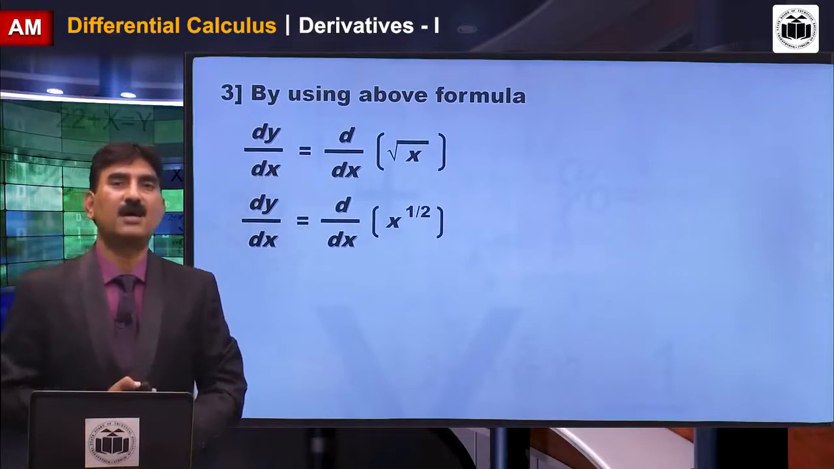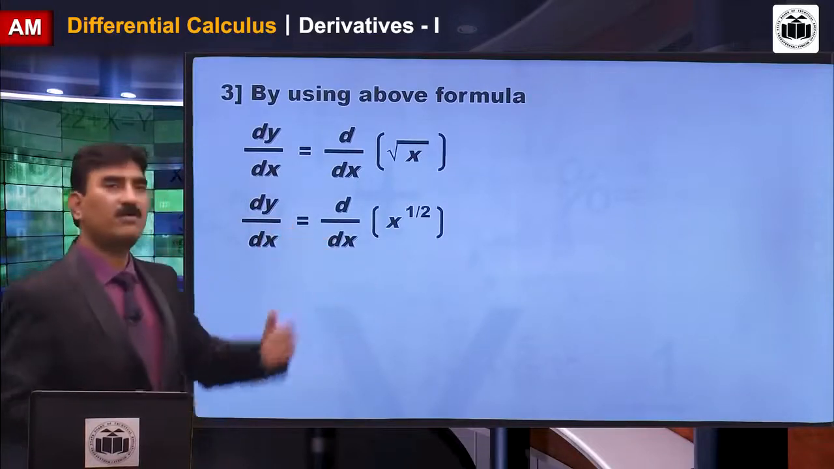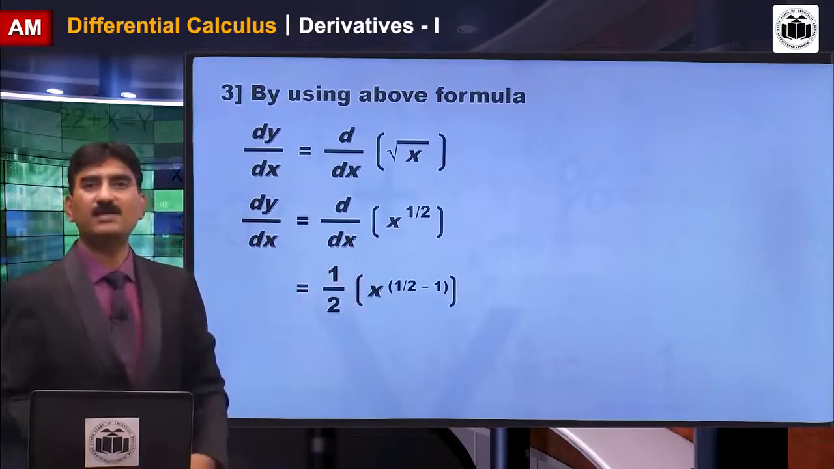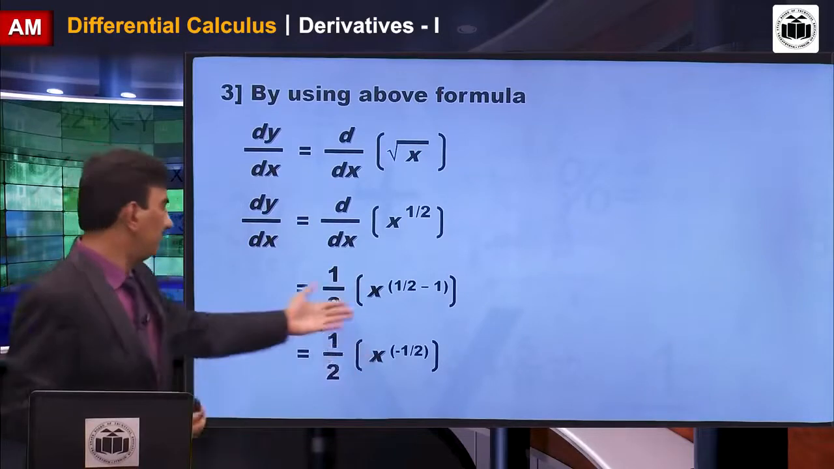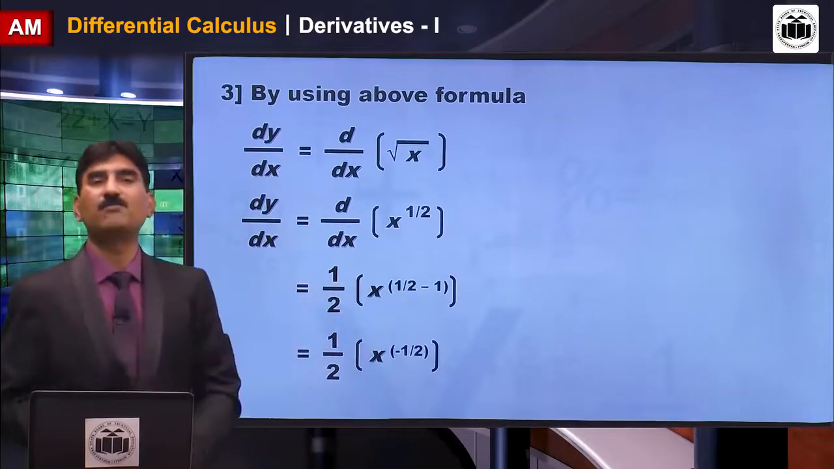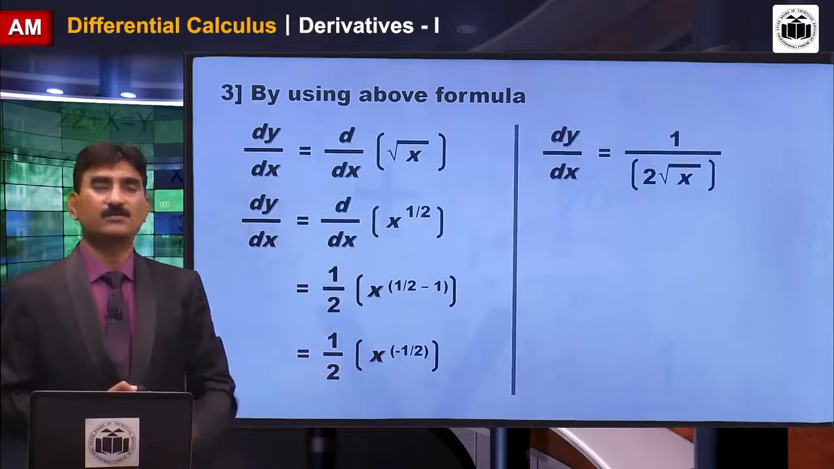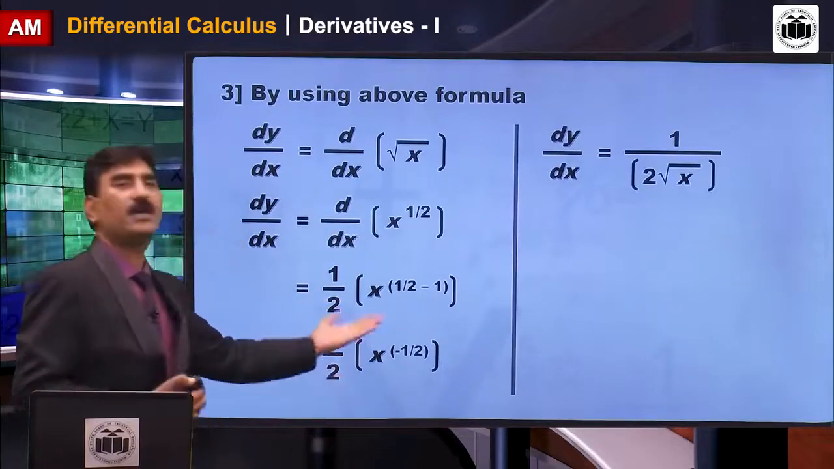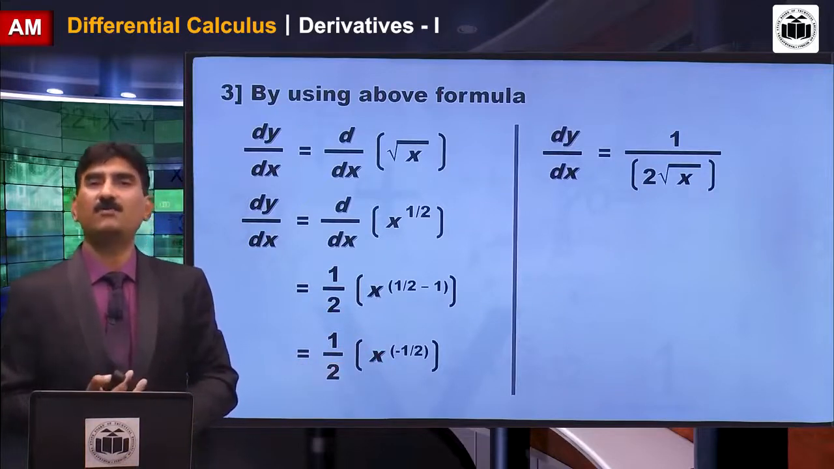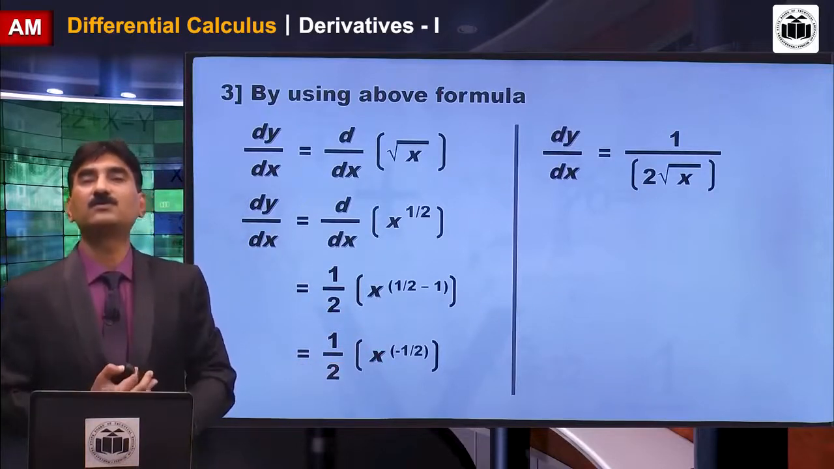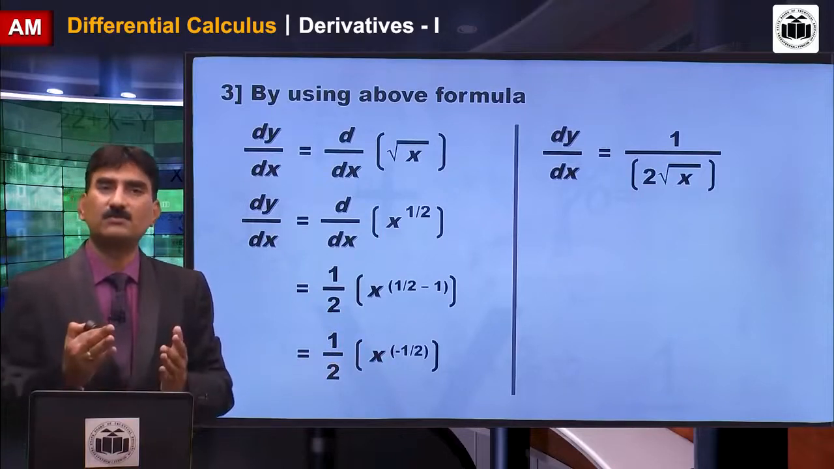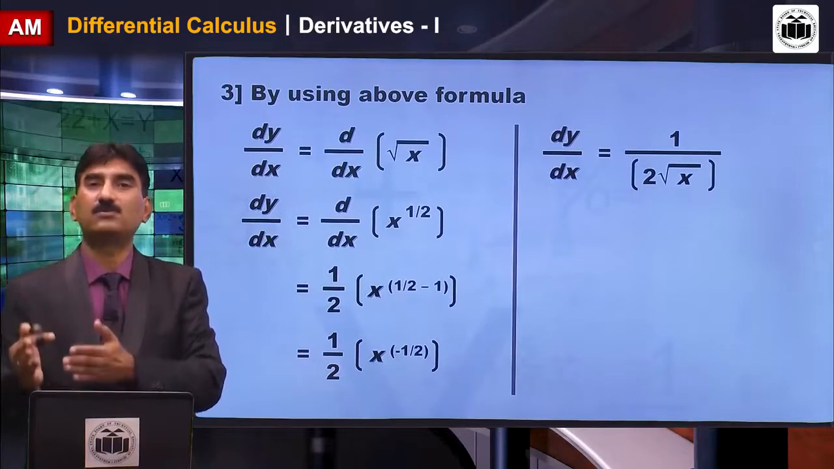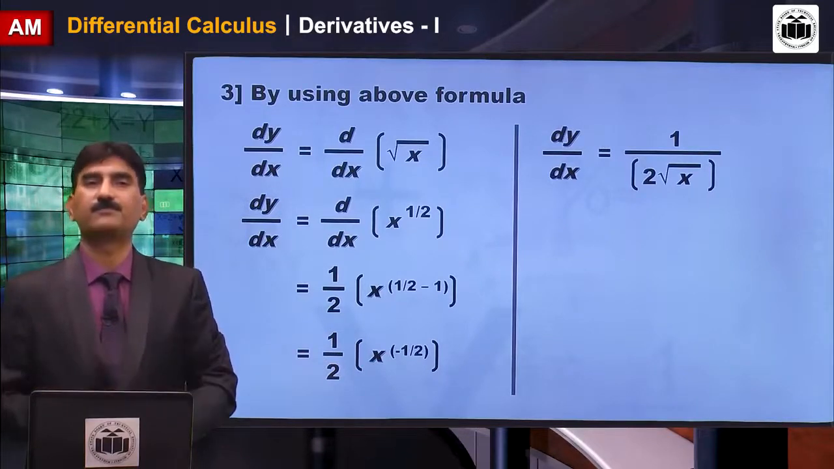Our n is half. That means, which formula do we have to use here? Half into x raised to half minus 1. So we get finally half into x raised to minus half. Now we have to make this power positive, so you keep x raised to half in the denominator, or we write it as 1 upon 2 root x. So derivative of root x, you directly write down 1 upon 2 root x.